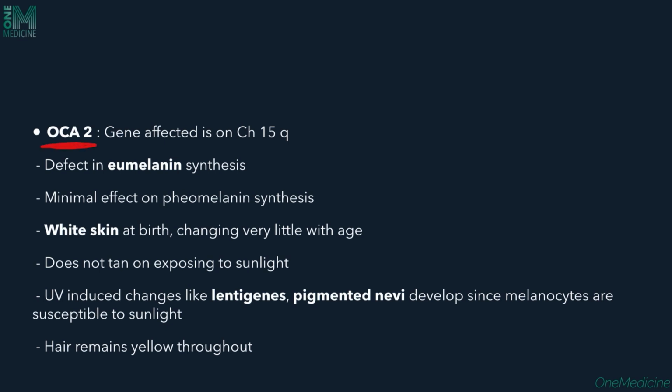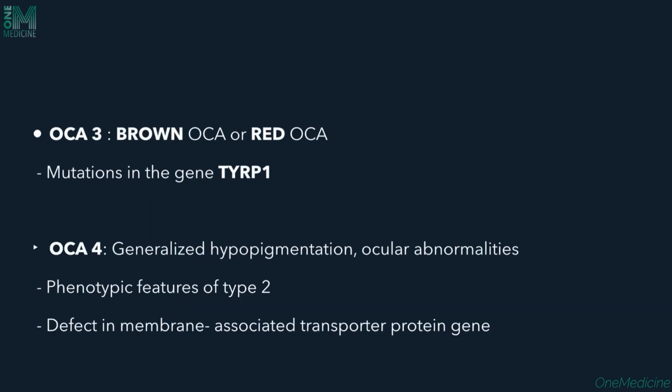In type 2, eumelanin is defective. Pheomelanin would be normal here. White skin is present, and there will be UV-induced features like lentigines, and pigmented nevi can arise. Hair will remain yellow in color. Type 3 is brown or red oculocutaneous albinism, and the TYRP gene is mutated here.